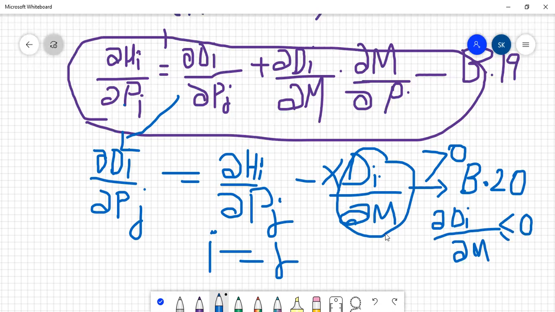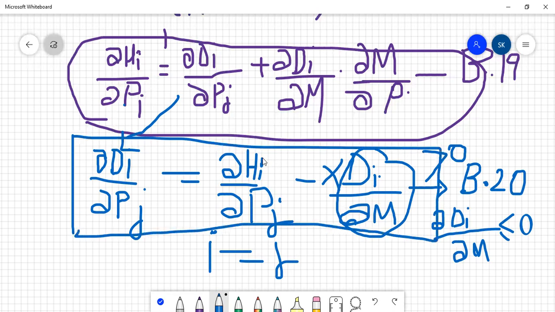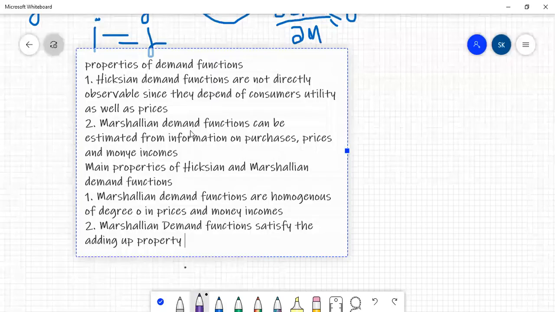So this is all about the Slutsky equation, and this one is the Slutsky equation in our complete analysis, where curly di upon curly pj is equal to curly hi upon curly pj minus xj into curly di upon curly m. After studying the Slutsky equation, we move on to the properties of demand functions, which are studied through this same topic, and it makes them more easily understandable. These are a few properties of demand functions.